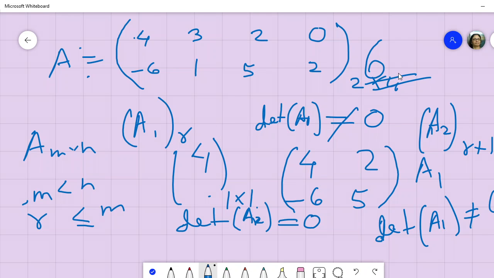If they are all 0, then we say this is not of rank R plus 1. Suppose we are writing all these determinants as 0. Suppose all are 0 here.